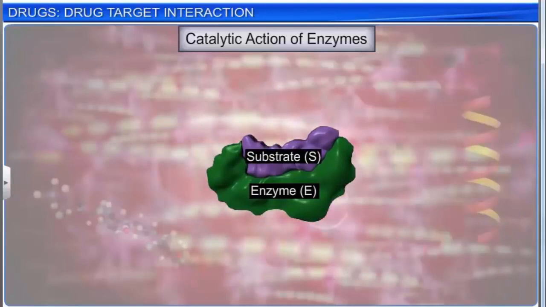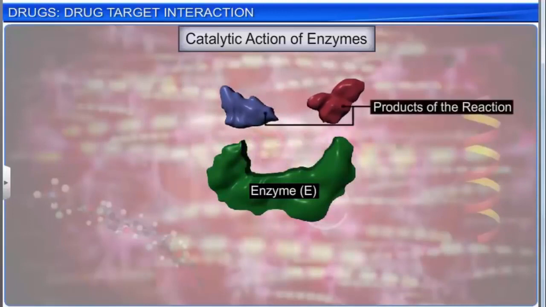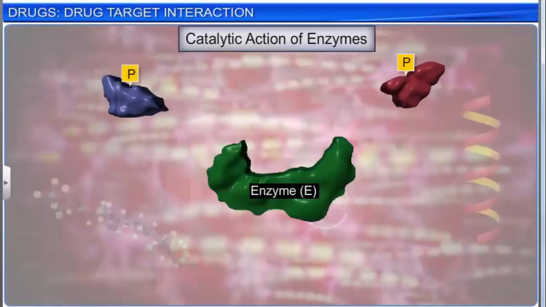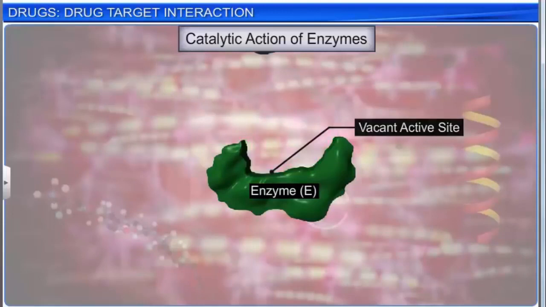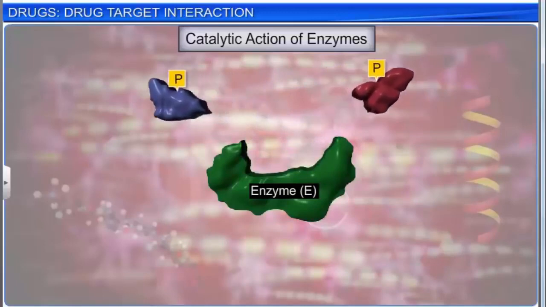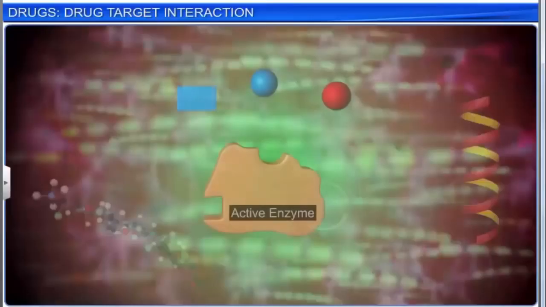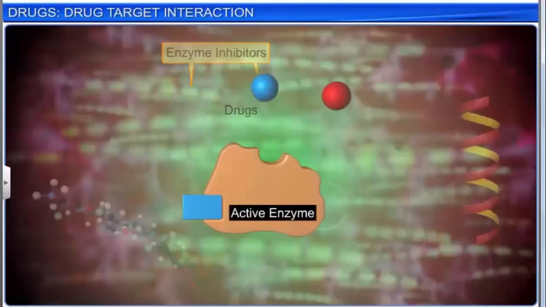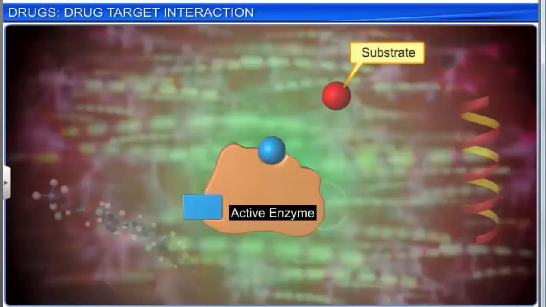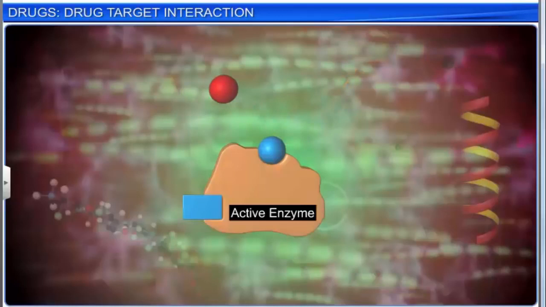The enzyme then provides functional groups to react with the substrate and form products. As the products separate themselves, the active site gets vacated, ready to accommodate another substrate and continue the reaction. Drugs known as enzyme inhibitors can block the binding site of the enzyme and prevent the binding of a substrate to it, or inhibit its catalytic action.